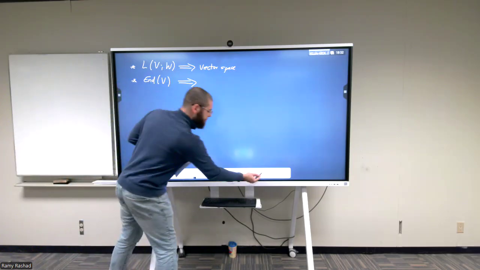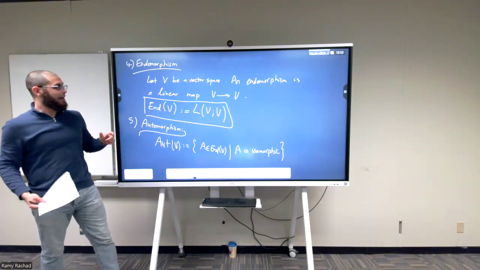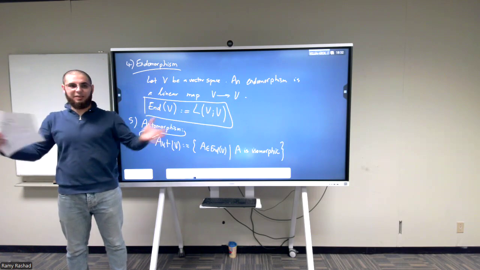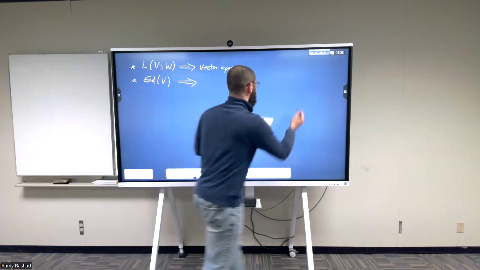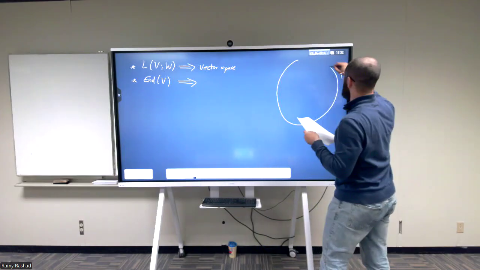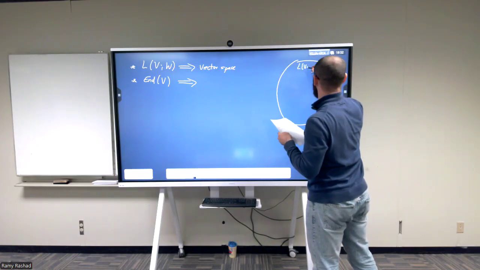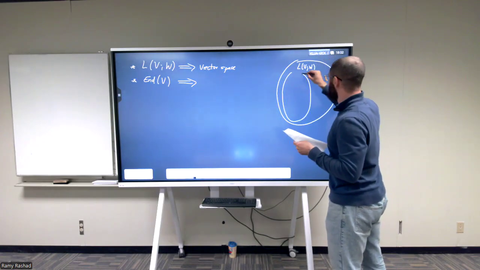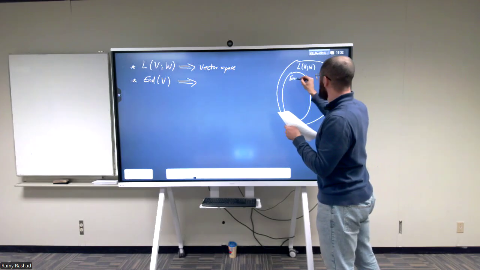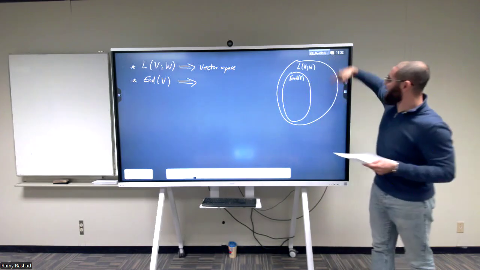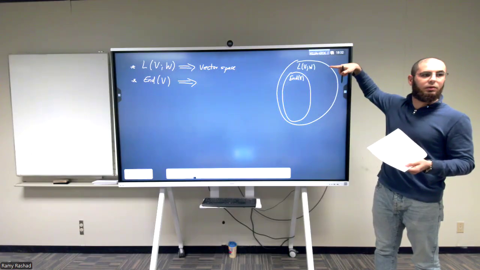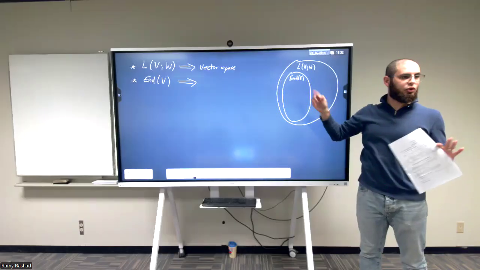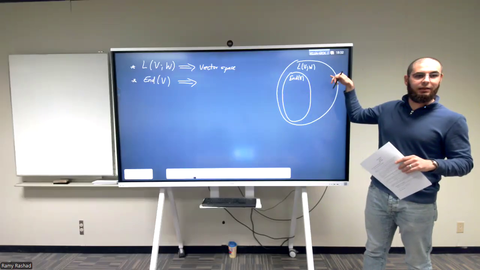Okay, so let's go back. We said that I have a big set that consists of L(V, W), and I have a smaller set. So you can actually picture it like this. I have a very big set that we call L(V, W), and inside of it there's a subset that we call the endomorphisms on V. Any element here can be a map from V to W, but any element from here is only a map from V to V. So I excluded many of the bigger set.